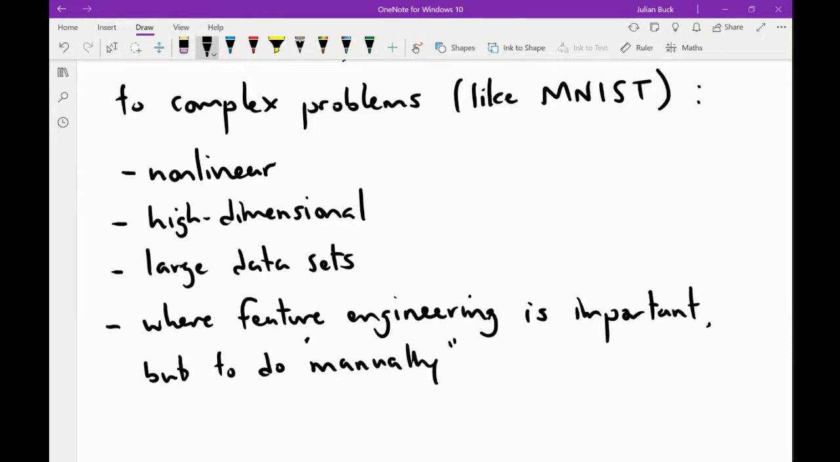Manually, meaning, like we were talking, how would you encode what a circle looks like in a pixel grid in a way that you could use it in a linear regression? You'd have to basically manually create that feature and encode it. Okay, so this is the sort of problem where deep neural networks really shine.